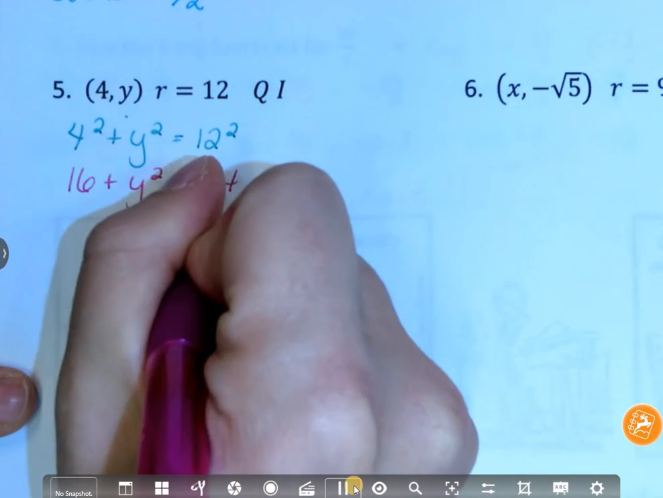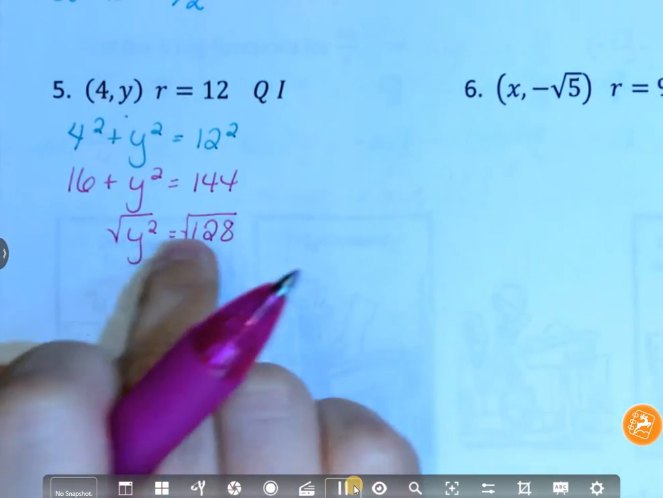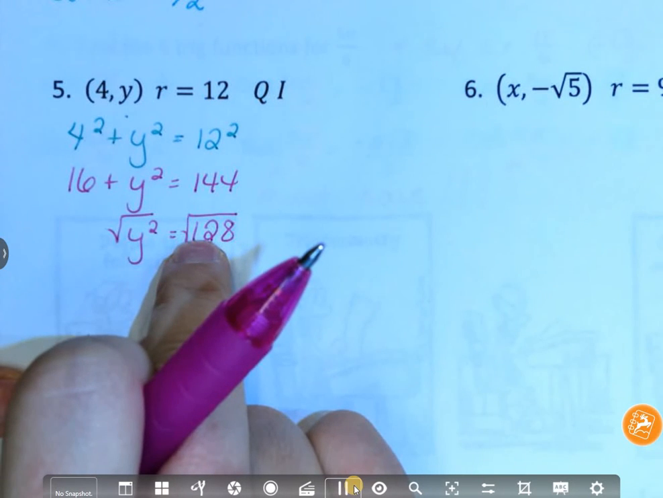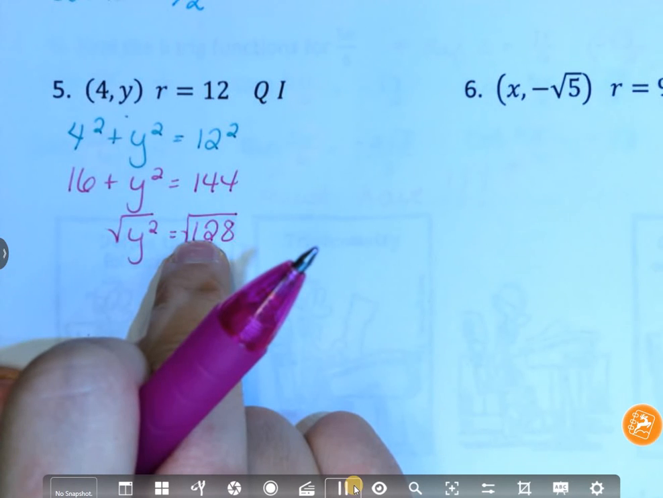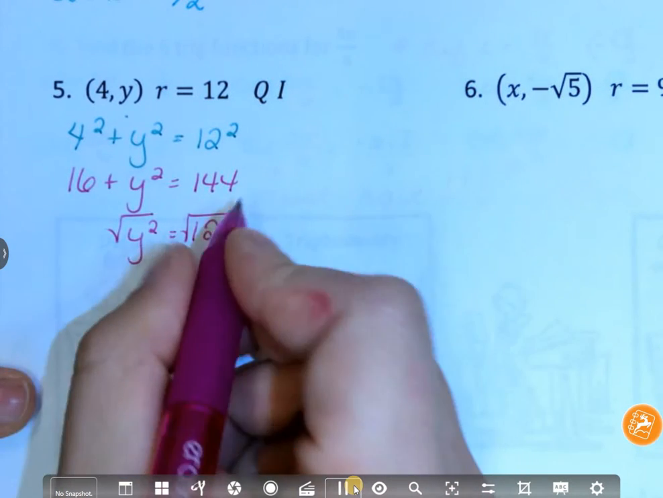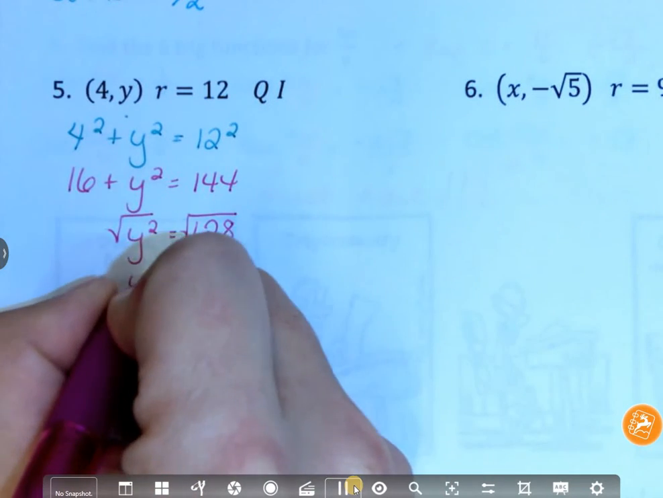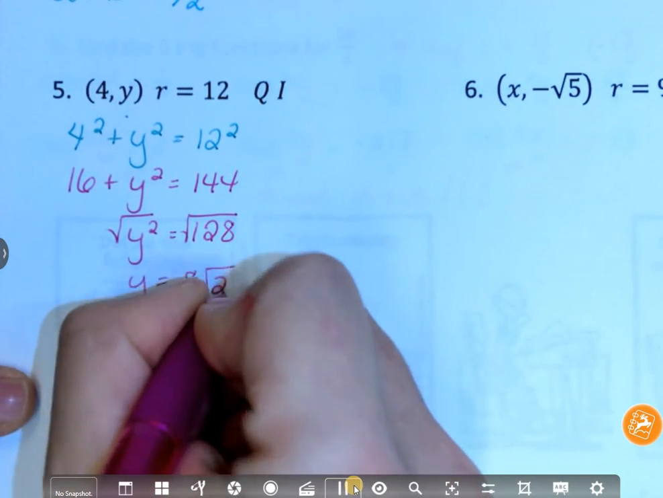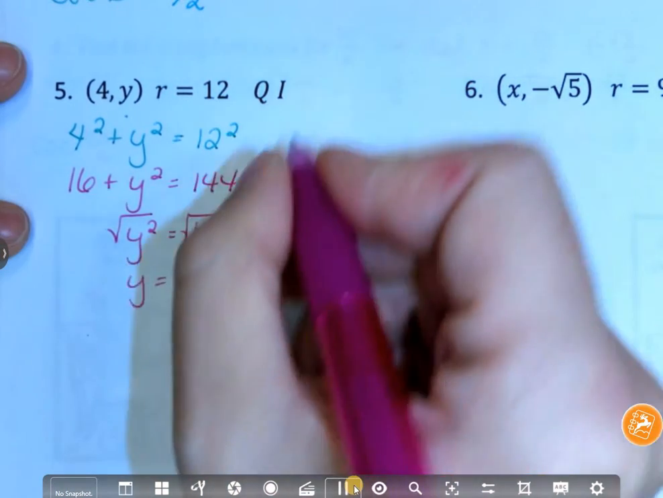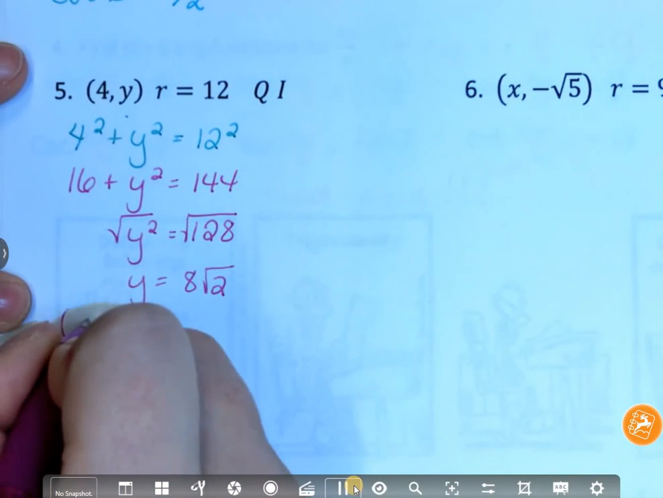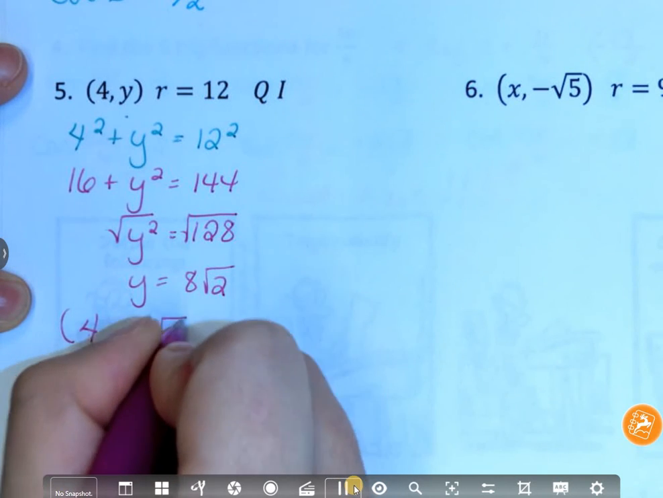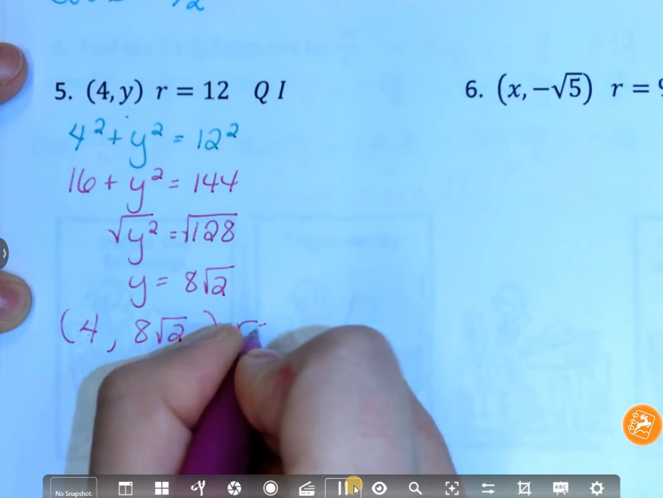And then when I take the square root of that, let's see here. 4 is a perfect square. 4 goes in 32 times, but 4 goes into that also. 4 goes into 32 8 times. Hey, wait a minute. Isn't this just 2 times 64? And what's the square root of 64? So this is 8 square roots of 2. That means I have the coordinate point 4, 8 root 2. I have the radius is 12.